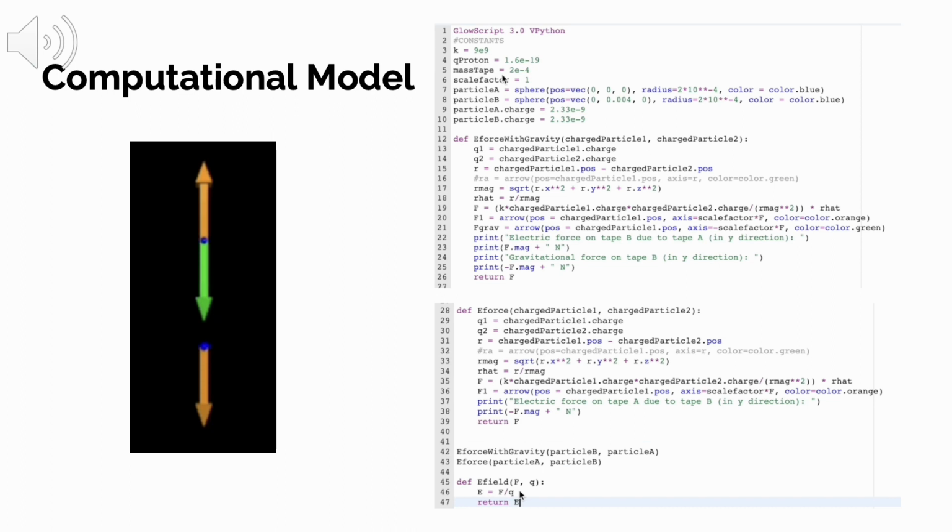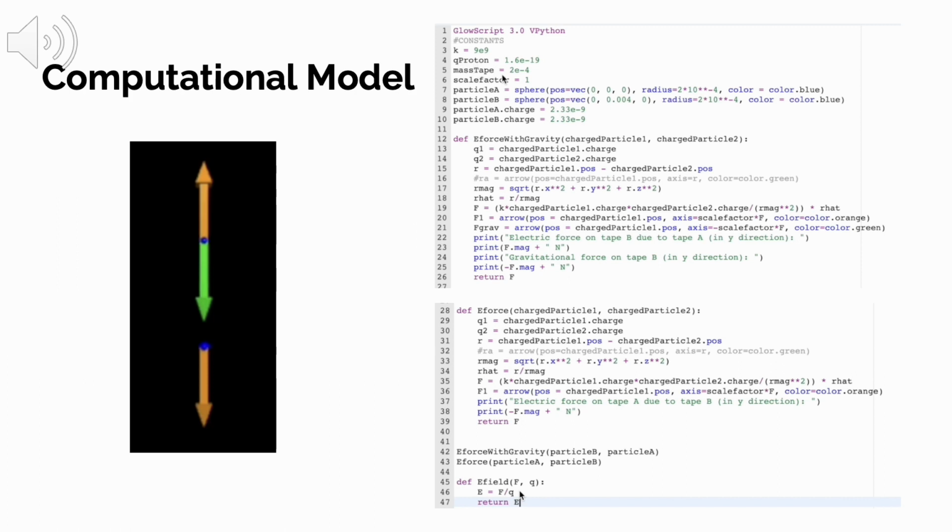Using the previously mentioned formulas, we can then create a computational model on GlowScript. The charge of a proton is positive 1.6 times 10 raised to minus 19 coulombs. The mass of the tape is 2 times 10 raised to minus 4 kilograms. The scale factor is set to 1. The charge of the upper tape is set to be 2.3 times 10 raised to minus 9 coulombs, and the charge of the lower tape is also set to be 2.33 times 10 raised to minus 9 coulombs to make the experiment fair. The first function calculates the electrical force while accounting for the gravitational force as well.